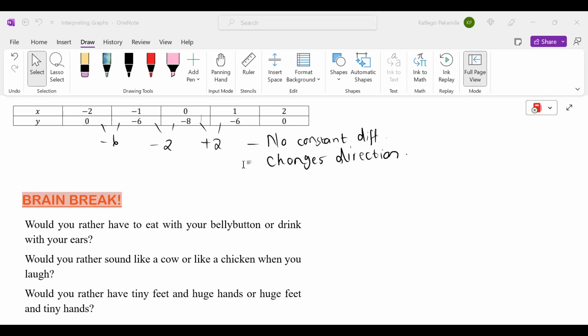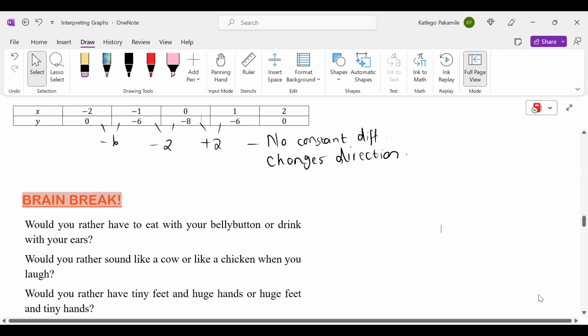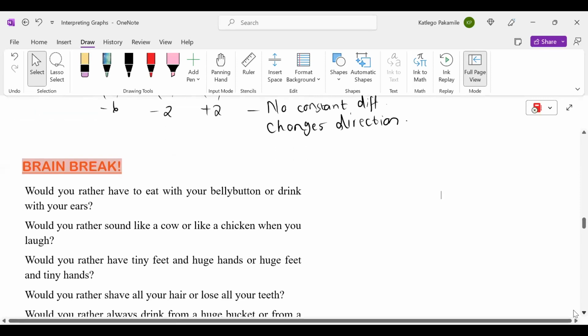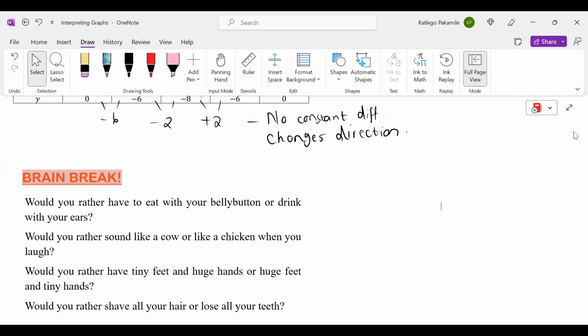Who's Messi? Let's hear who Messi is. Messi. They will be for you, Khaukhela. Messi. Hello. Oh, there we go. I heard a hello. Would you rather shave all your hair or lose all your teeth?